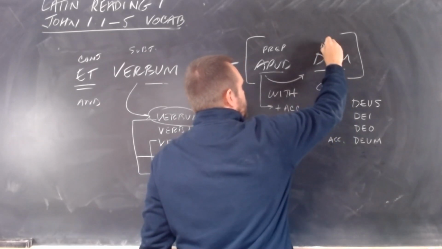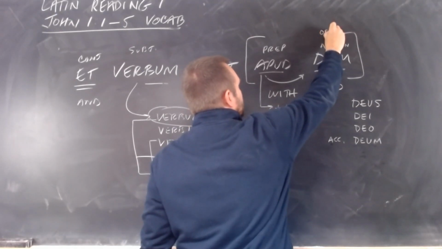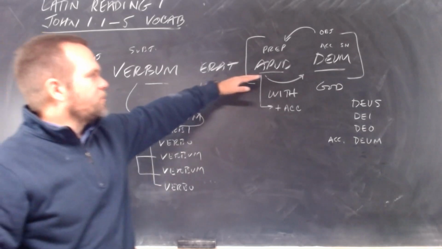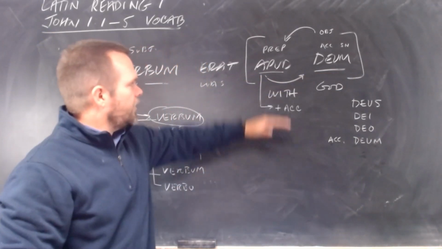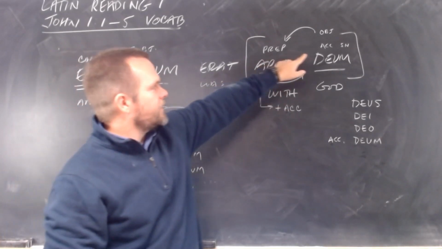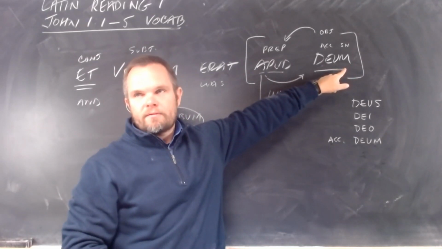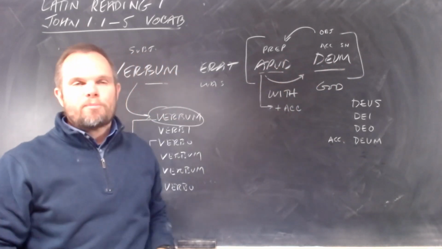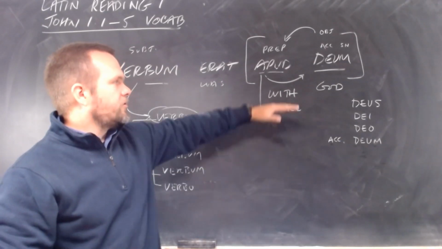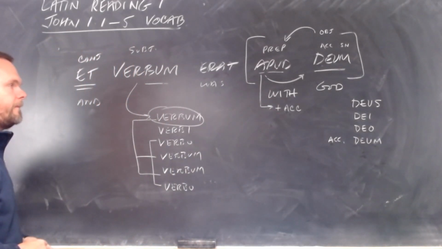Deum is in the accusative form. It's a substantive noun. It's the object of the preposition apud. This is called a prepositional phrase. Here's our preposition. It requires an accusative case. Here is our object, and it's in the accusative case because it follows the preposition apud, which needs an accusative case. It's translated with God. All right?